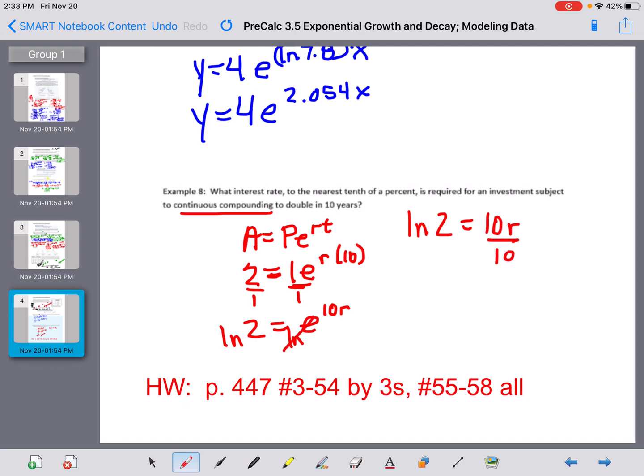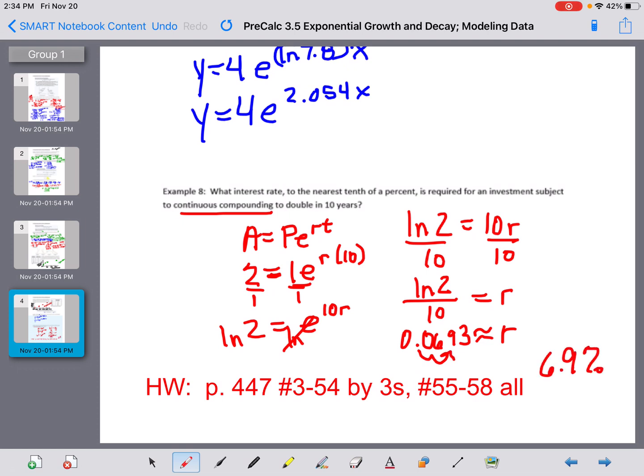So to get my interest rate, I'm going to divide by 10. And I do the natural log of 2 divided by 10. Special note, that 10 has nothing to do with the natural log, so don't include them together. Simply find the natural log of 2, get that decimal, and divide it by 10, okay? And my rate here needs to be 0.0693, which that's my rate as a decimal. So if I want to find my interest rate, it would be like 6.9%, okay? Otherwise, almost 7% for me to be able to double my money in 10 years.